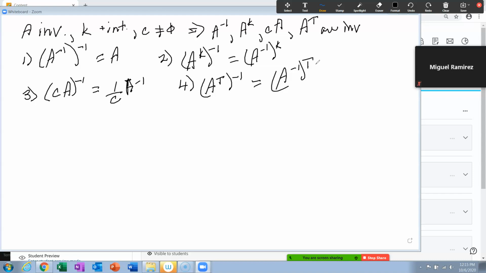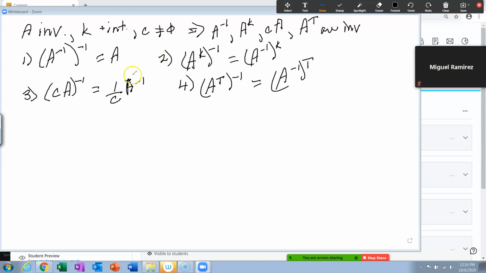But notice here, the interesting thing is the inverse notation and then your power notation, you can flip them around. Okay, and they mean different things, but you can flip them around. Like right here, A to the K inverse is A inverse to the K. And A transpose inverse is A inverse transpose, even though they mean very different things.